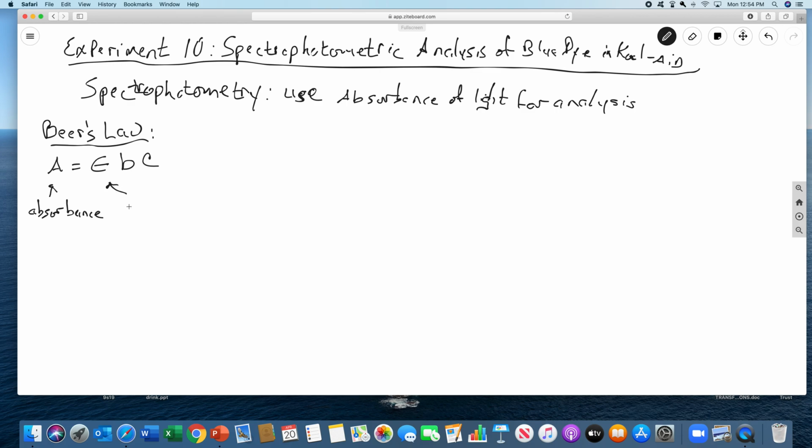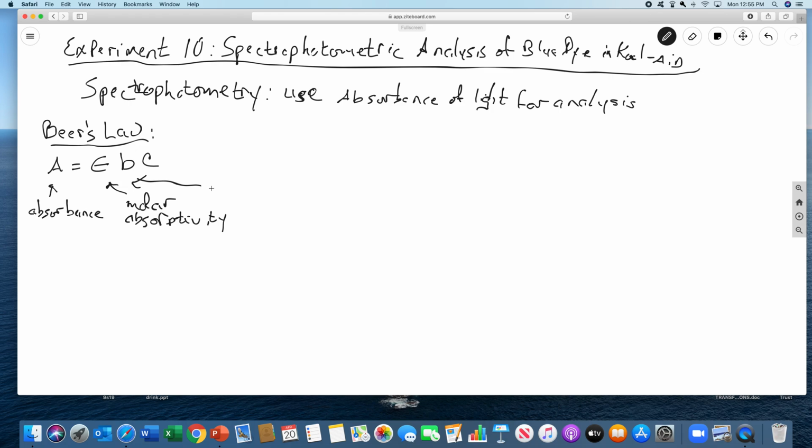Epsilon is called the molar absorptivity. And it is a physical property of a substance. It's how much light it absorbs per mole per liter. And it's usually a very big number. And that's important because if this is a big number, that means you can measure absorbances. And if this is a big number, that means this can be a really small number.